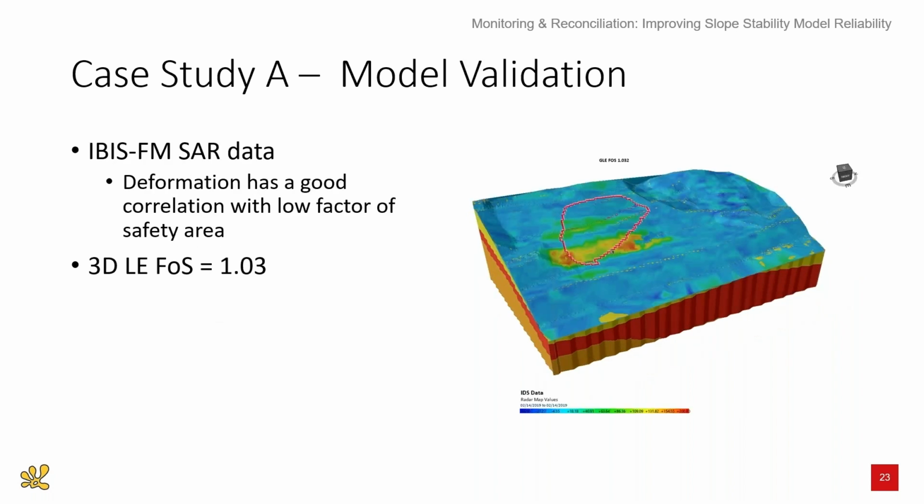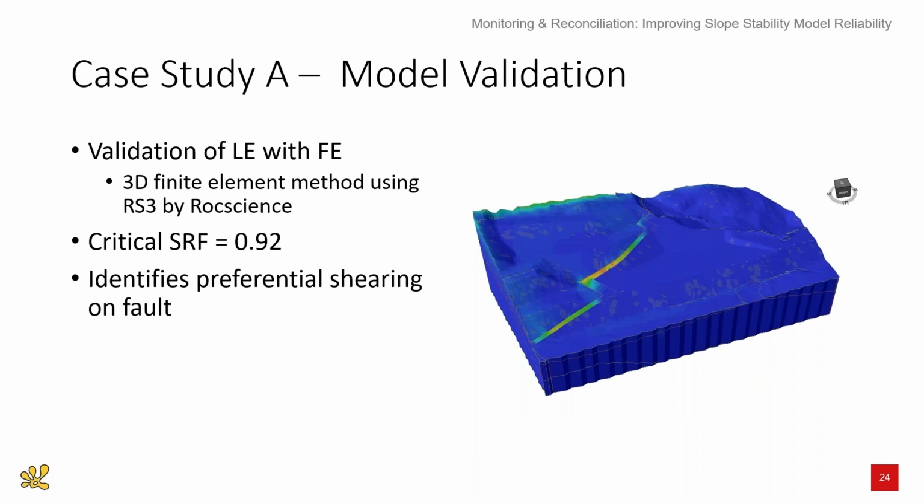So a validation step between the radar data and the stability model showed that the deformation hotspots had a reasonably good correlation with the low factor of safety area. The same model was then run using finite element in RS3, and it identified a lower critical strength reduction factor, suggesting failure had occurred. And it identified shearing preferentially on the fault plane, which is as expected.